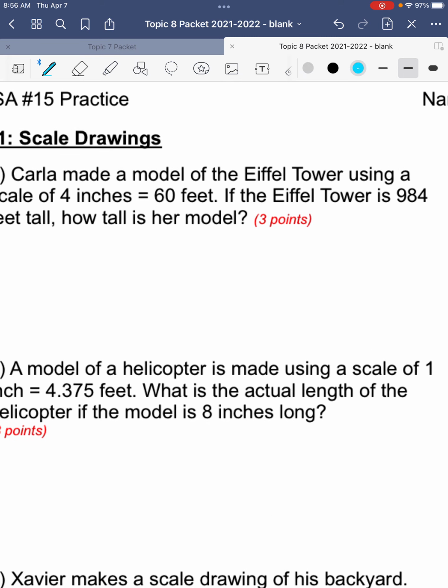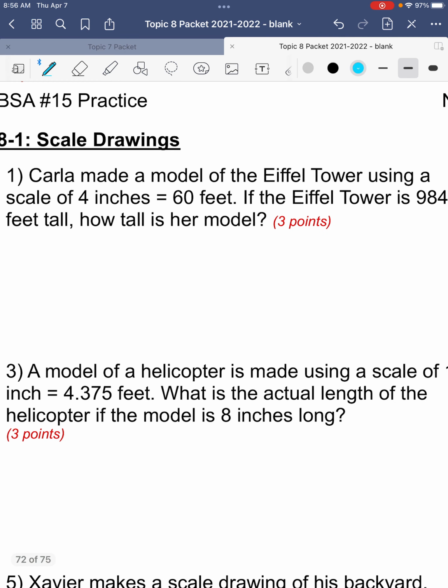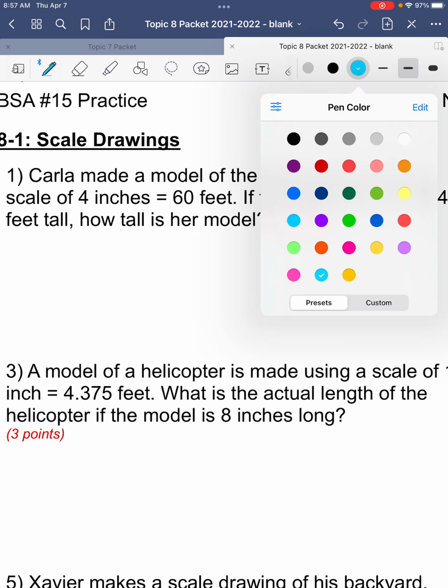So number 1, Carla made a model of the Eiffel Tower using a scale of 4 inches equals 60 feet. If the Eiffel Tower is 984 feet tall, how tall is her model? And on your quiz, this question would be worth 3 points. So every single one of these has a points value next to it, and that's just so you know how many points it would be worth. The whole quiz tomorrow will be worth 40 points.